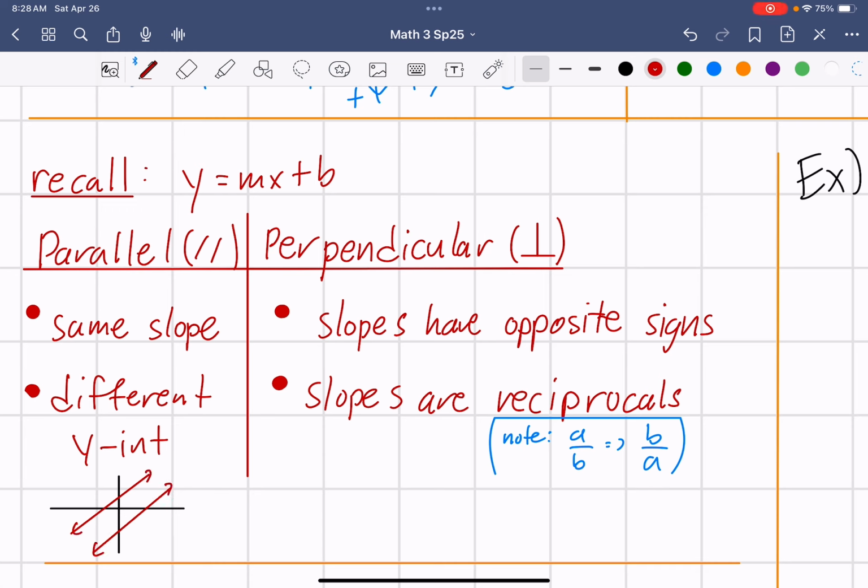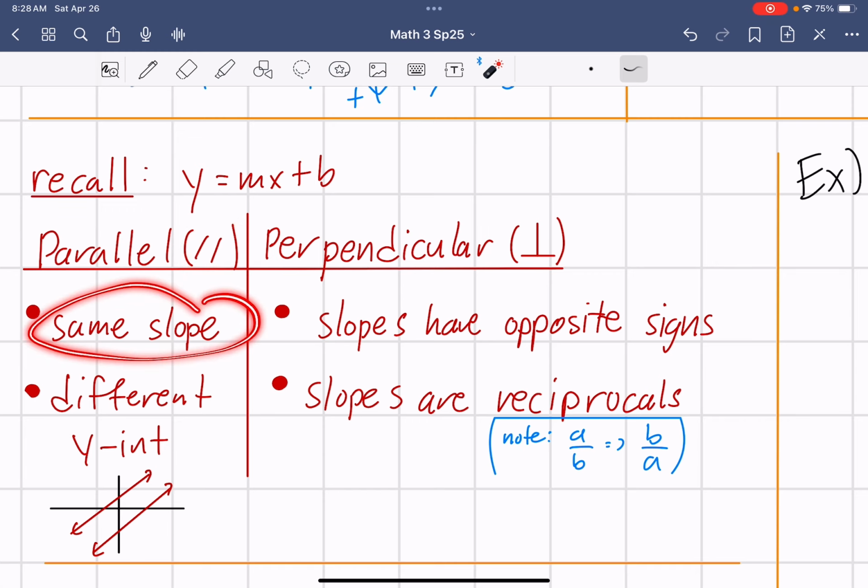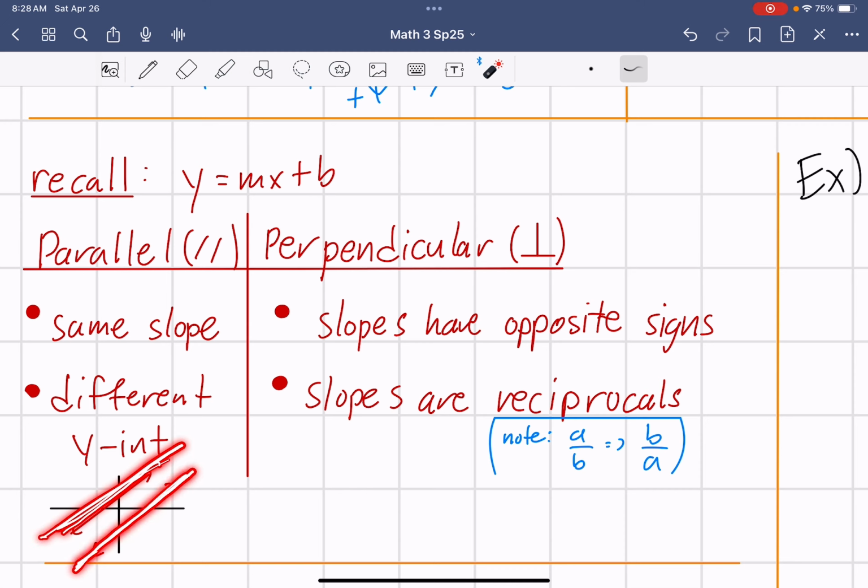Now, that's great visually, but on an equation, how do I know that they don't intersect each other? Well, they need to have the same slope, right? They kind of need to have the same slant to them, whether it be flat, down. They need to have the same slant. If they don't have the same slant, then they're definitely going to intersect each other. But what stops them from being the same line? They need to have a different y-intercept, and that creates that separation between them.